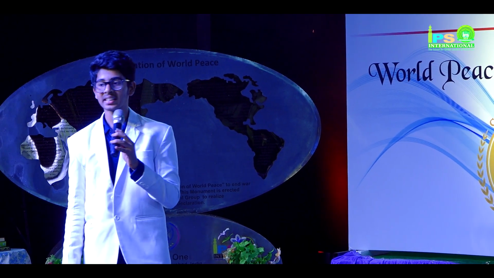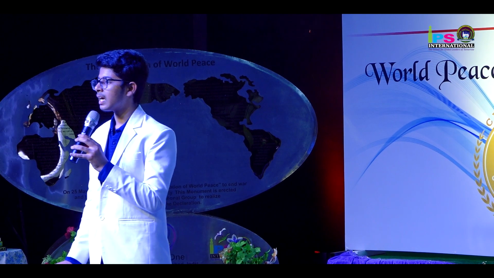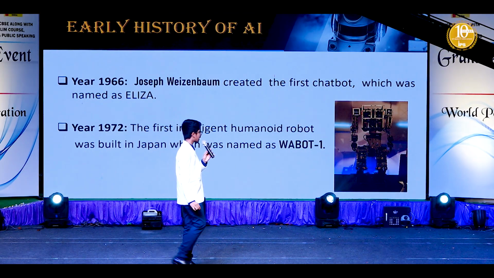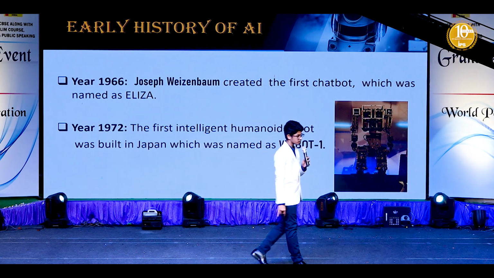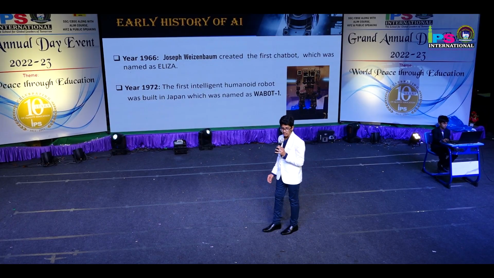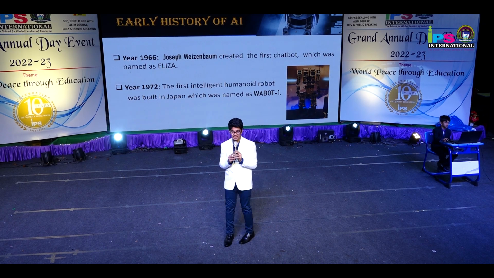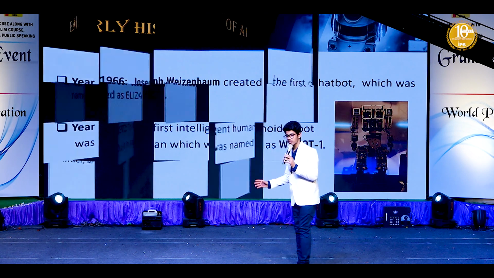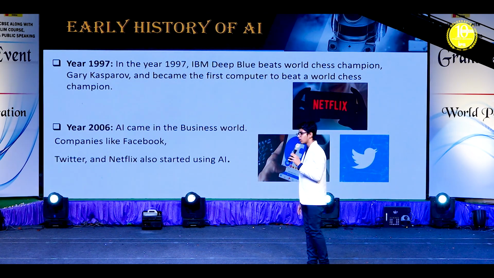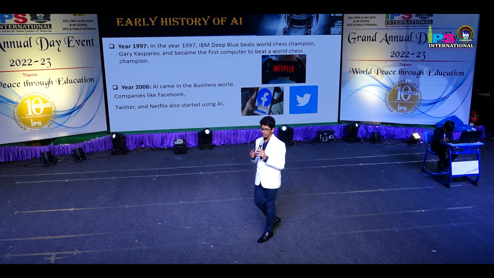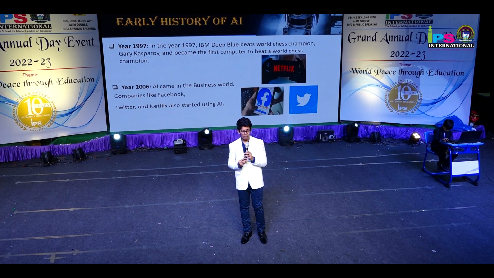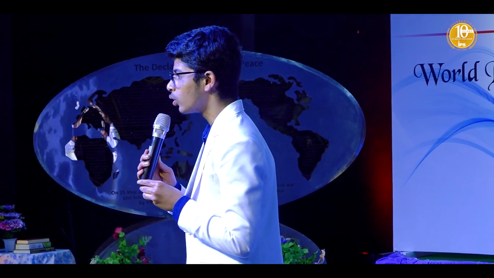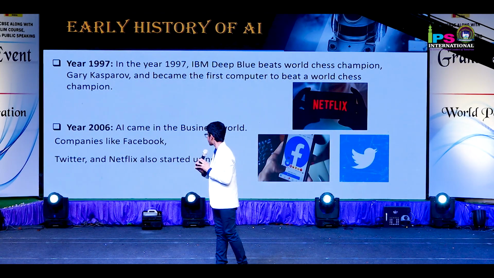By the year 1966, Joseph Weizenbaum, a computer scientist, created the first chatbot, which was named Eliza. The first intelligent humanoid robot was built in Japan, which was named WABOT, and this was made in the year 1972. By this time, AI was growing too rapidly. So by the year 1997, AI was ahead of humans in the race of intelligence.